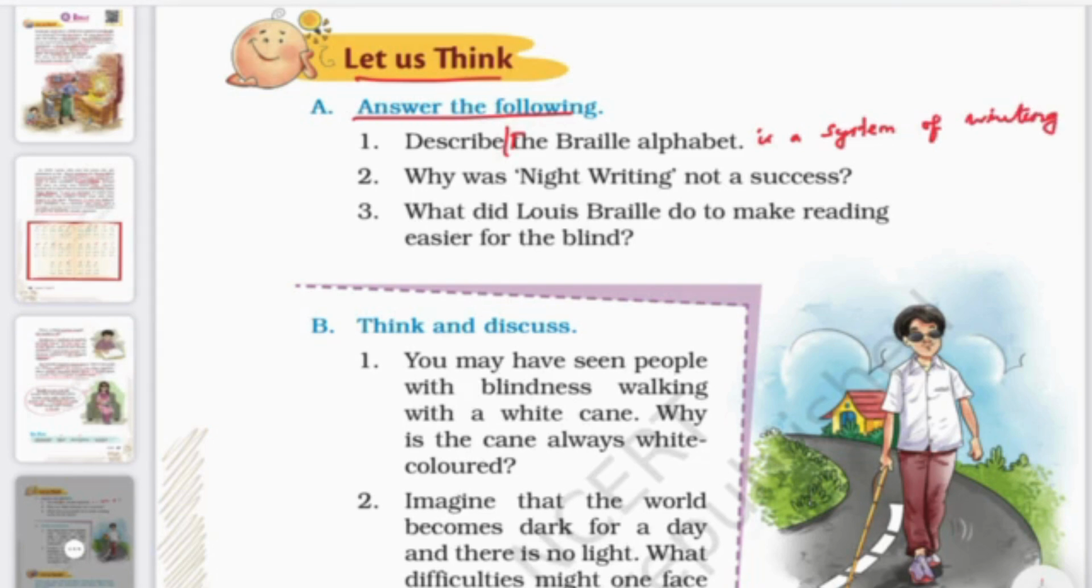The Braille alphabet is a system of writing that uses raised dots to represent the letters and numbers.